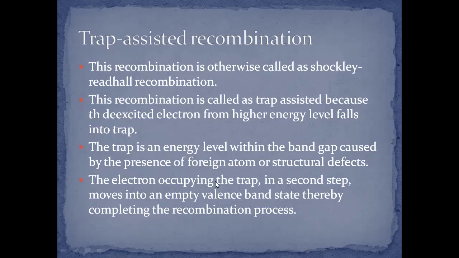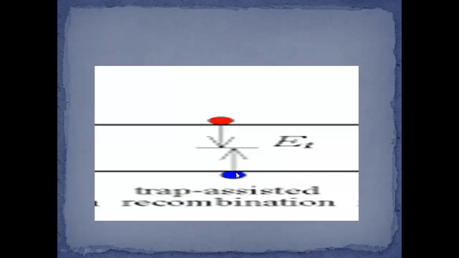So the electron occupying the trap, in a second step, moves into the empty valency band state, thereby completing the recombination process. You can see on the screen that this red spot is the electron which is going to be de-excited from the conduction level. During de-excitation, in the middle of the path itself, it is trapped in another energy level, E_T. This energy level belongs to the foreign atom. After some time, this electron will again de-excite to the lower energy level, occupying the hole in the lower energy level, completing the recombination process. Thank you.